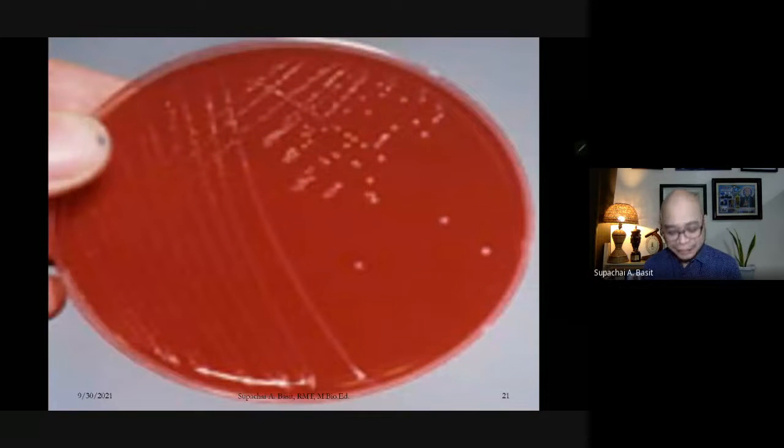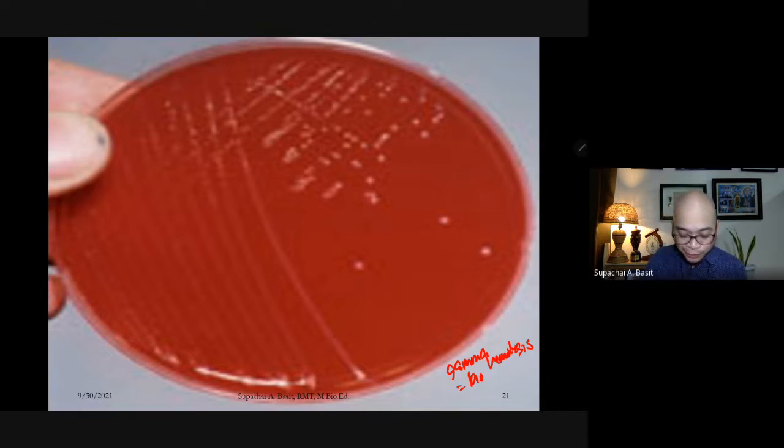And then, this one is gamma hemolysis. When we say gamma hemolysis, it means that no hemolysis has taken place. So, if you look at the surface of the blood agar plate, it remains intact. Red cells remain intact. So, this is gamma hemolysis.